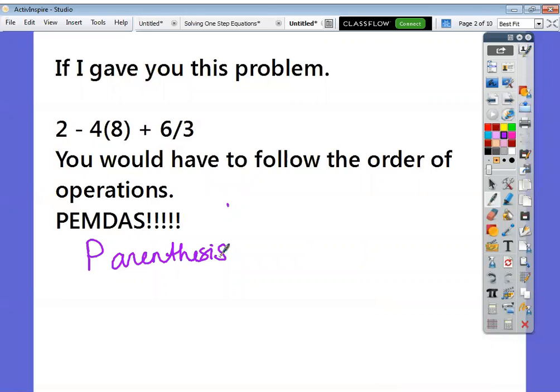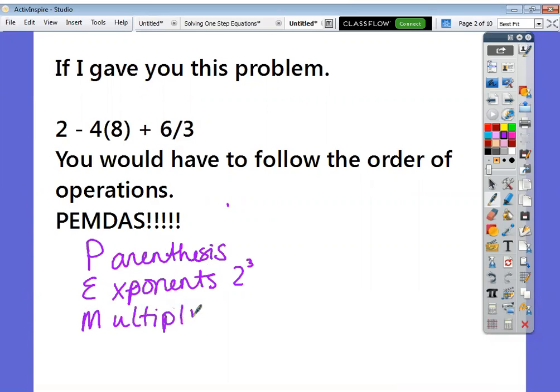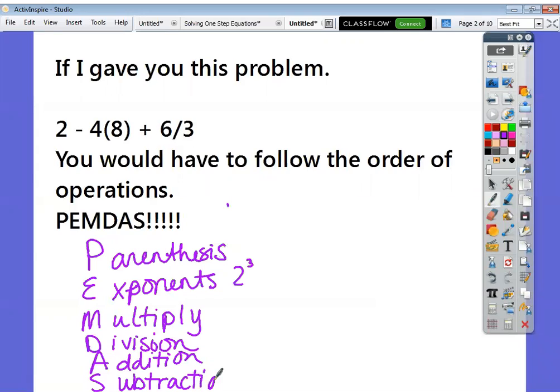Then it would be exponents. So that's like 2 to the third power kind of deal. Then it's multiplication or division, whatever occurs first. Then it's addition or subtraction, whatever occurs first. All right.